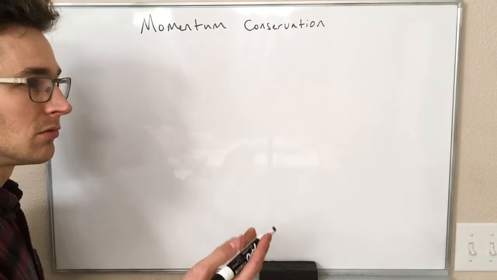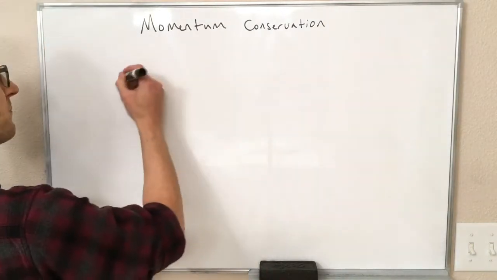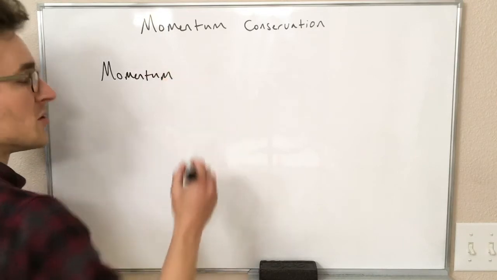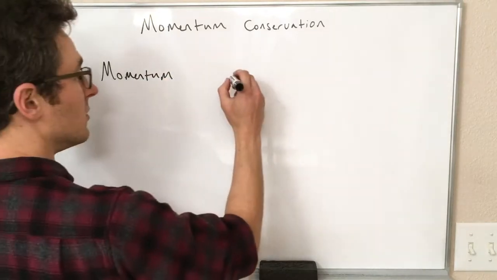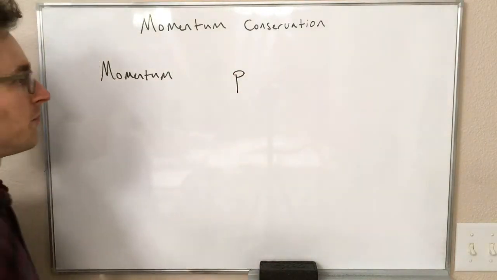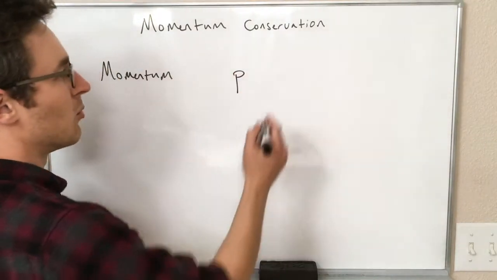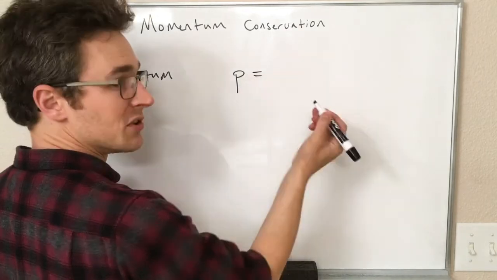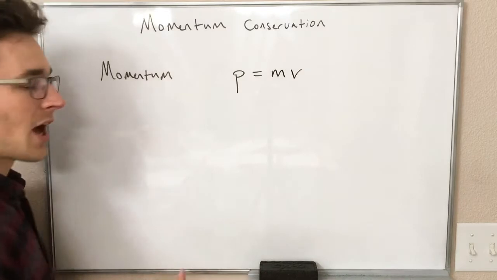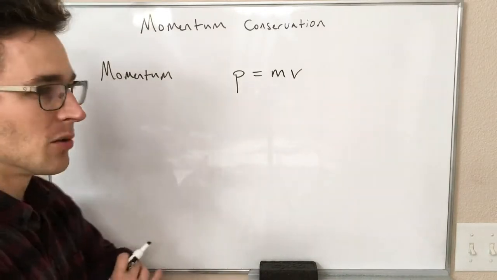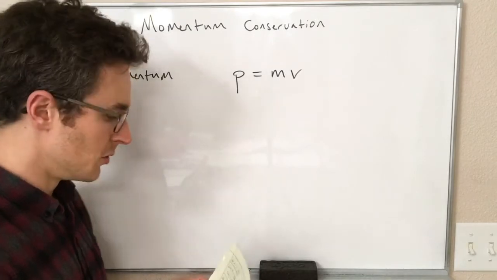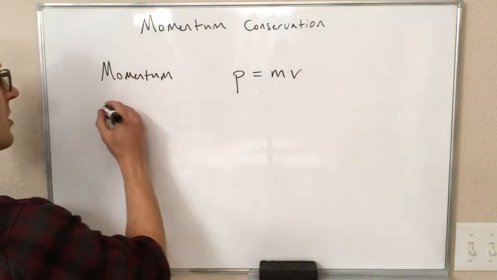So we'll start by defining momentum. For our variable momentum, we use a lowercase p. Don't ask why. And our momentum is very simply defined. It is equal to mass times velocity. So if we have an object with some mass moving at some velocity, its momentum is just the product of those two.